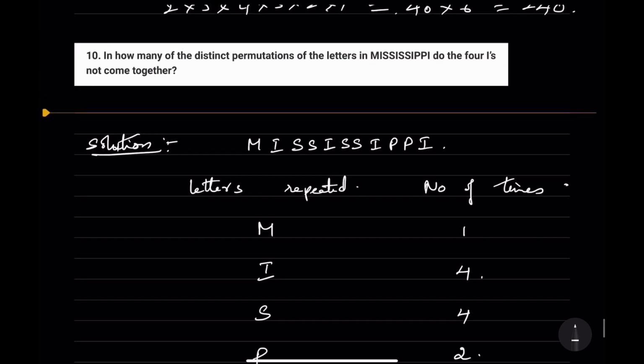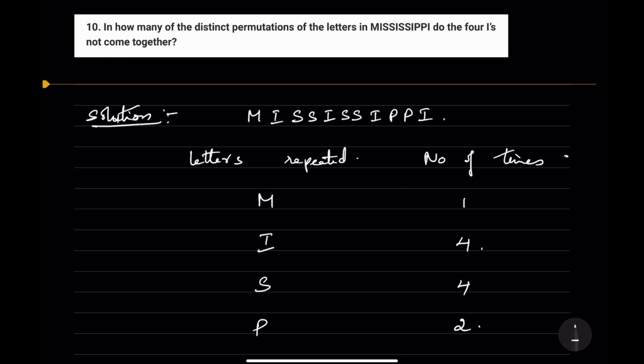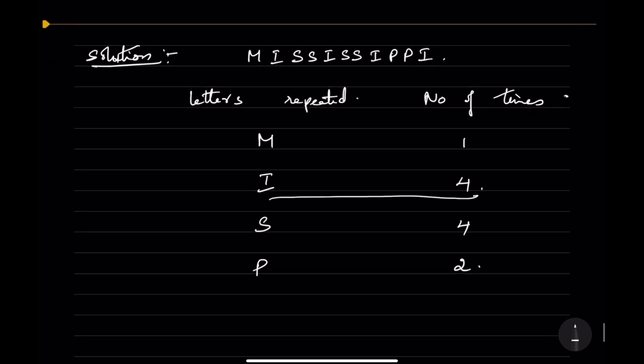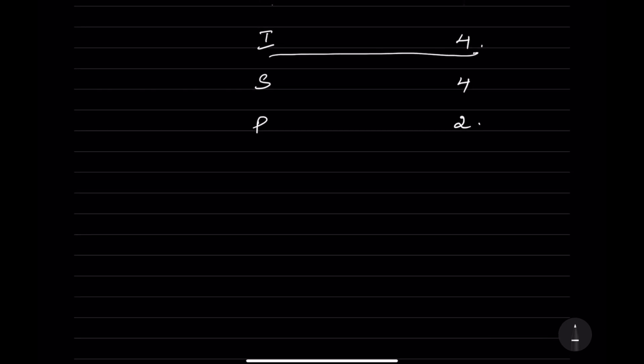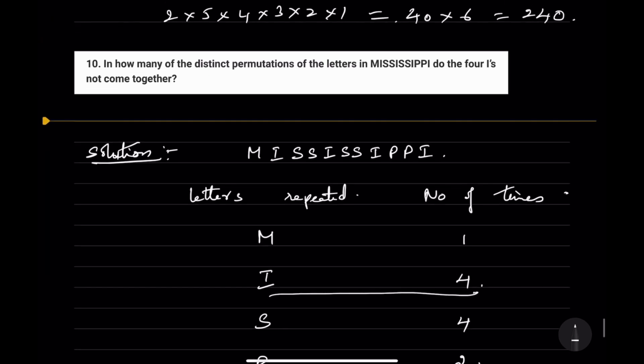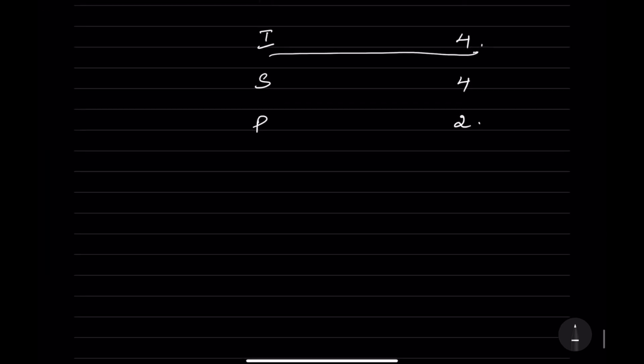Now he is telling that in how many of the distinct permutations of the letters in Mississippi do the 4 I's not come together. So these 4 I's should not come together. So now how do we arrange this? How to write this? How many words can be formed using this I in distinct places? All the 4 I's, that is, the 4 I's not coming together.